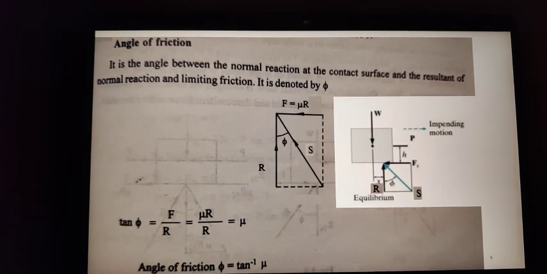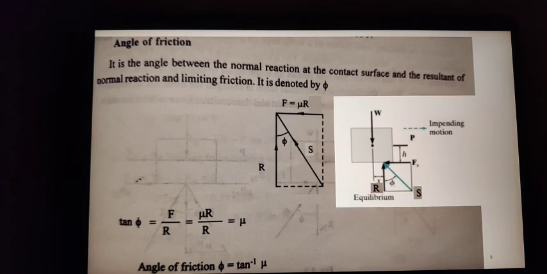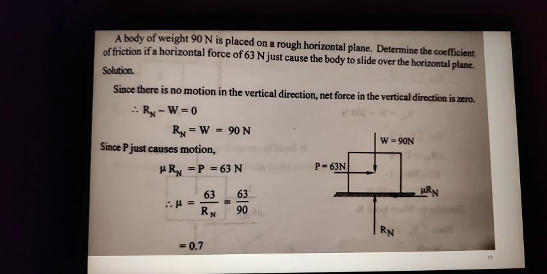In some problems you will be provided with the angle of friction. So if you are given the angle of friction, you have to calculate the value for mu. Mu is equal to tan phi. So this is also a very important definition. So now we will see simple problems.